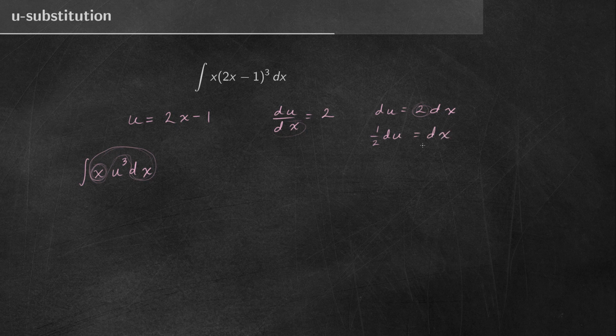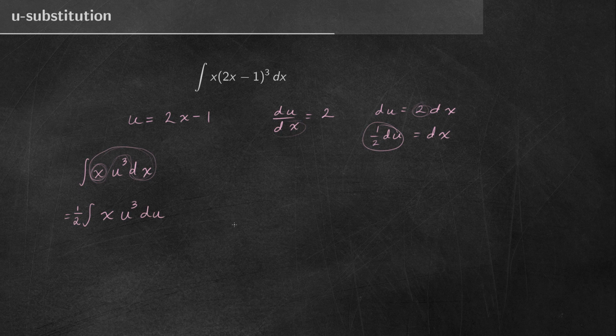But I don't have an extra x in this equation. So let's just use what we have. We can replace dx with 1/2 du and see where that leaves us. So this is going to be the integral. I've still got that x there, u cubed, but then the dx is going to get replaced with 1/2 times du. The 1/2 is a constant multiple. I'll bring that out front, du.